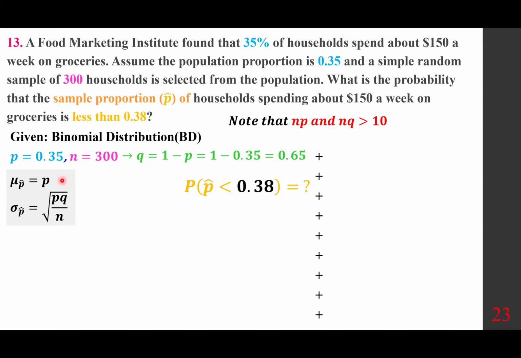Mu of p hat is p, and sigma of p hat is square root of pq over n. I hope everybody's okay with the formula. So mu of p hat is p, or 0.35. And this one, if this is 0.35, 0.35 times 0.65 divided by n, which is 300, and take a root. So we can calculate those. So we have those values.